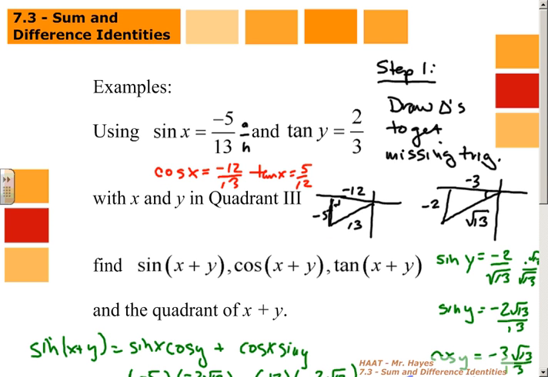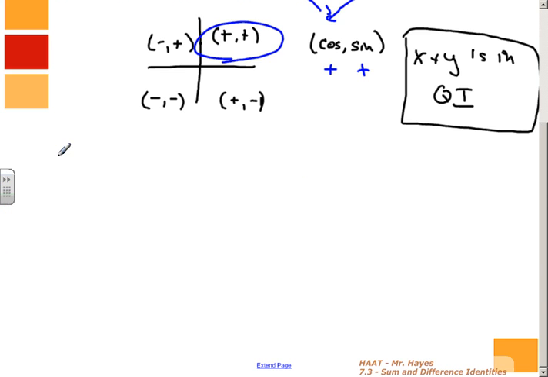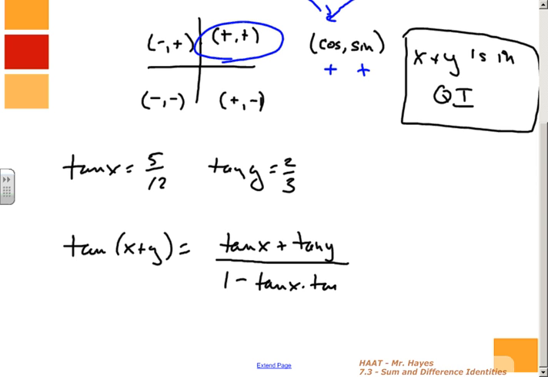Now our tangent numbers here are just 5/12 and 2/3. So when we do the tangent one, let's take a look at that. Okay, so tangent of x equals 5/12. Tangent of y is equal to 2/3. So again, remember, tangent of x plus y is going to equal tangent of x plus tangent of y, and the reason why it's adding is because it matches up with sine, so the top matches, the bottom is going to be the reverse, so it's going to be 1 minus tangent of x times tangent of y.